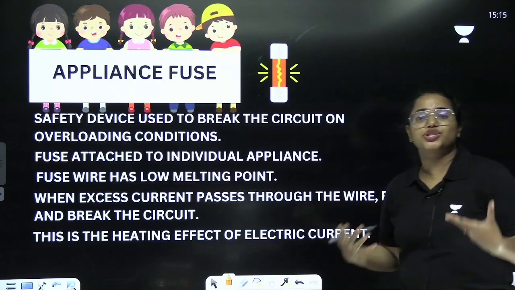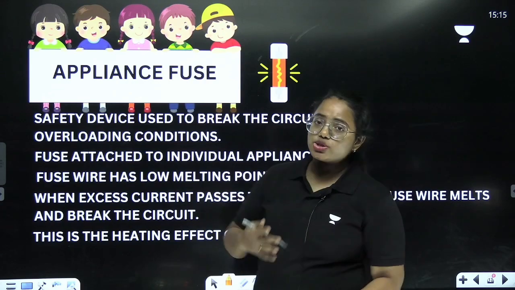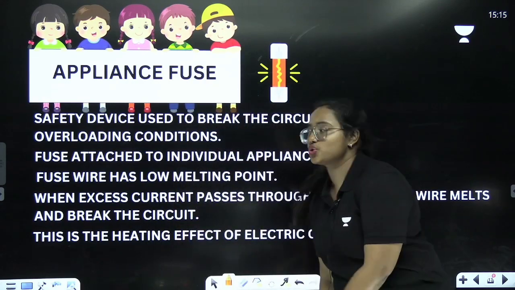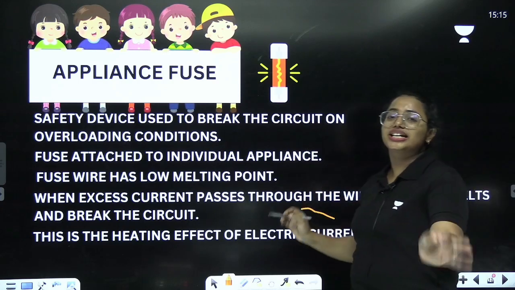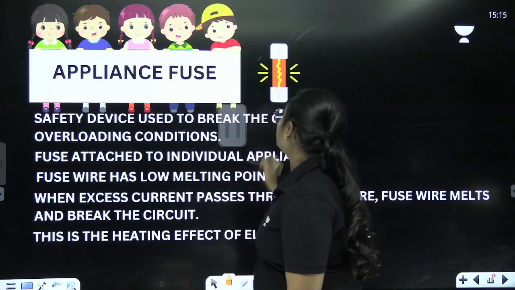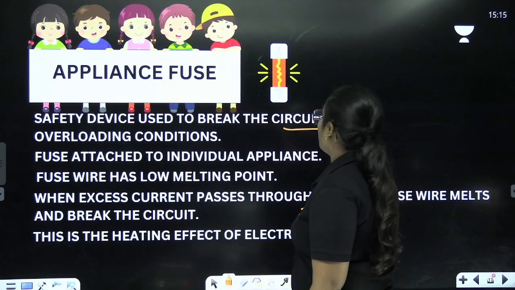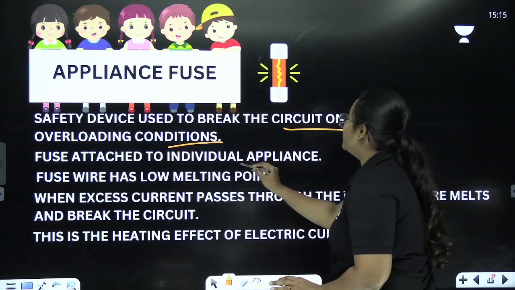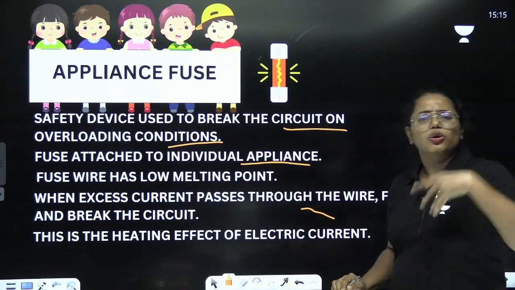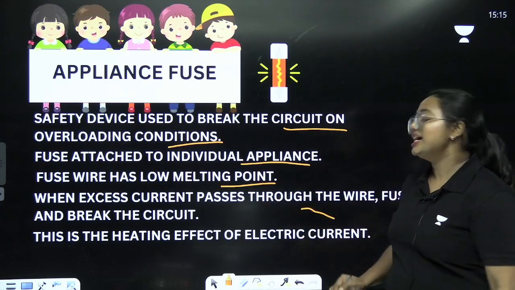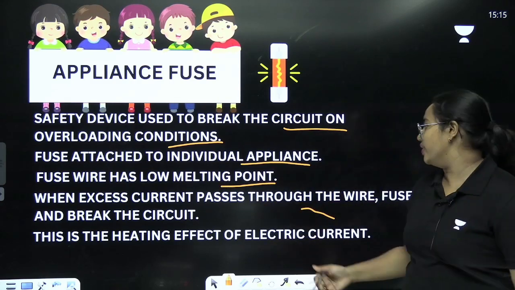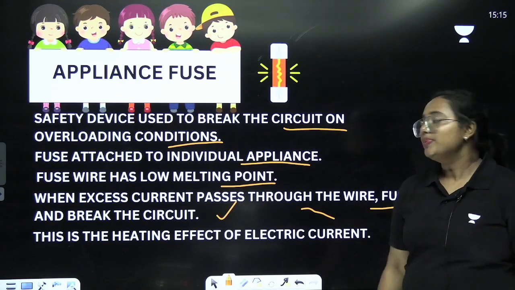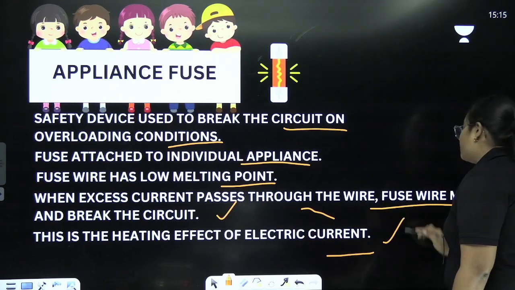It's all about appliance fuse. Nowadays, almost all the electrical appliances are inbuilt with this appliance fuse. It is also considered a safety device and is used to break the circuit on overloading conditions. The fuse is attached to the individual appliance itself, and it also has a low melting point. When excess current passes through it, the fuse wire melts and breaks the circuit. Okay, so this is the heating effect of electric current.